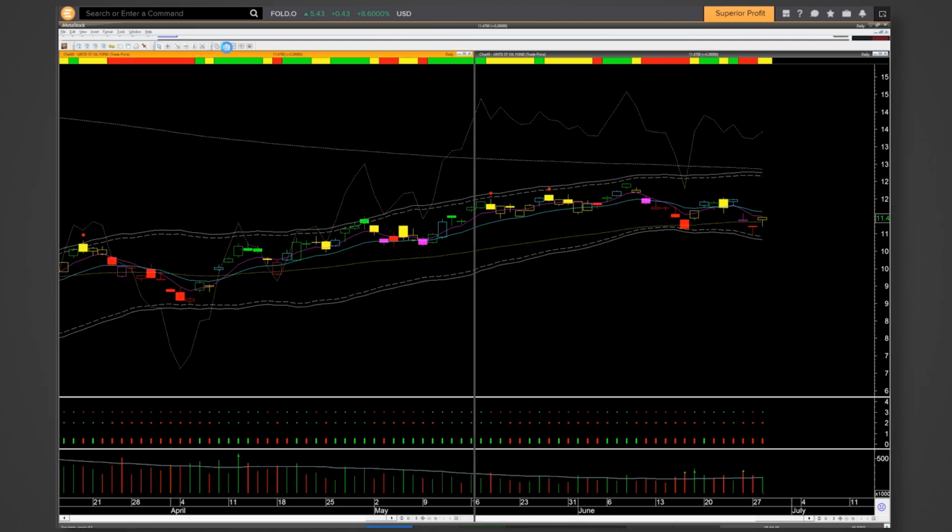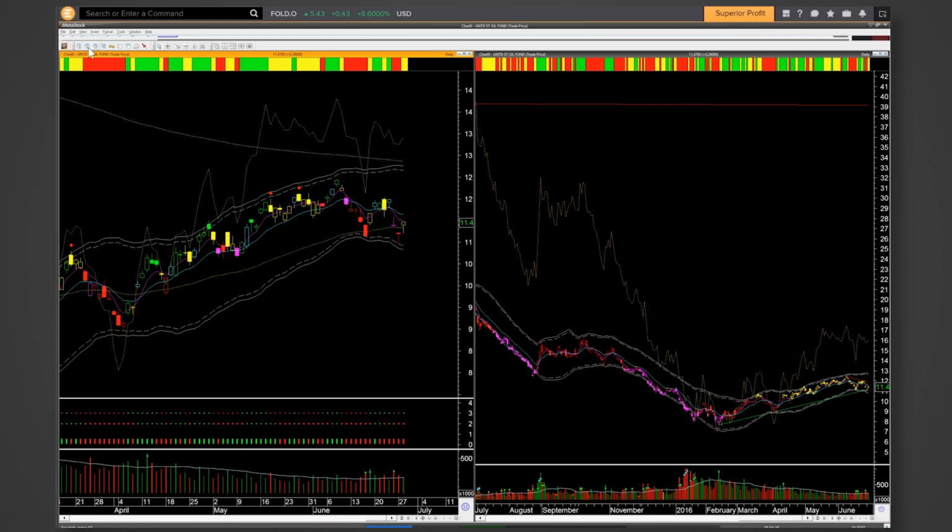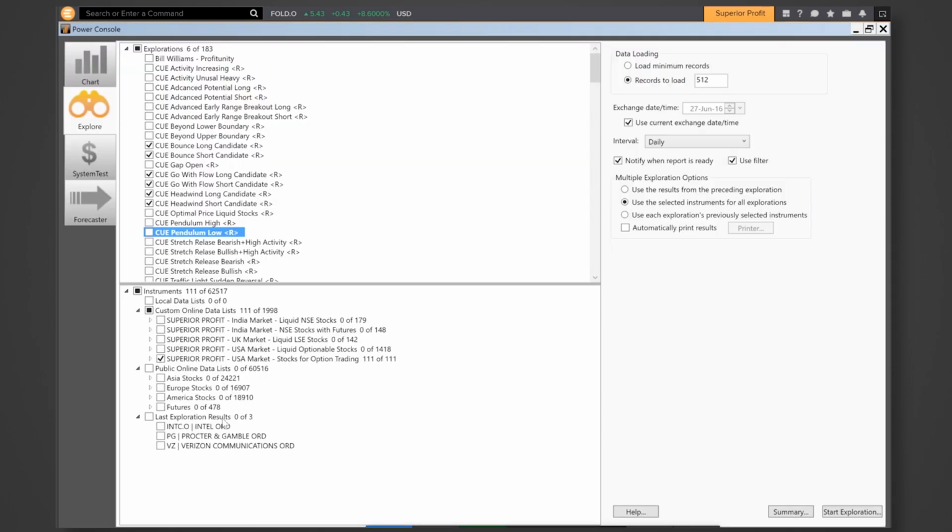It's a very simple template, and we can make a watch list. If you have a symbol list that you look at, then you can actually run for stocks which are at pendulum high and pendulum low and put them into icon and keep an eye on whether they are giving an entry signal. Another way is to run an explorer on pendulum low, and it will show, in the lower panel, last exploration result. So if you run pendulum low, it will give you a list of stocks that you keep an eye on which are at pendulum low, then run go with flow long and headwind long on the last exploration result.